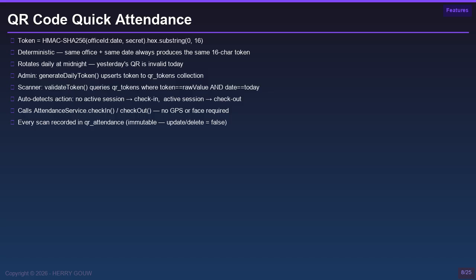QR code attendance offers fast check-in and check-out without face scanning or GPS. The token formula uses HMAC SHA-256 on the officeId:date string, taking the first 16 hex characters. This makes tokens deterministic. The same office and date always produce the same token, and they automatically rotate every midnight. Admins generate daily tokens from the Generator tab, which are upserted to the QR tokens collection.